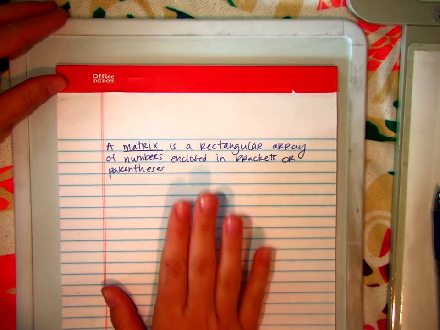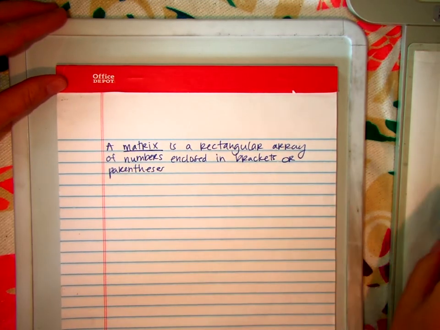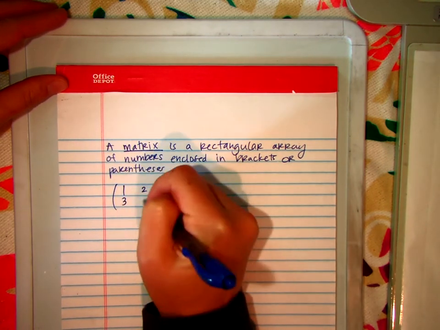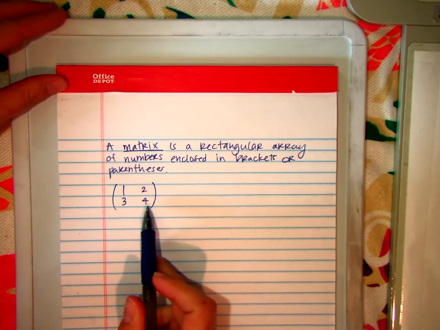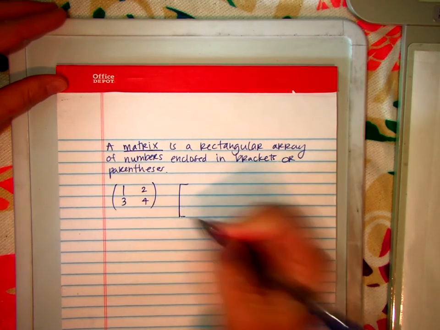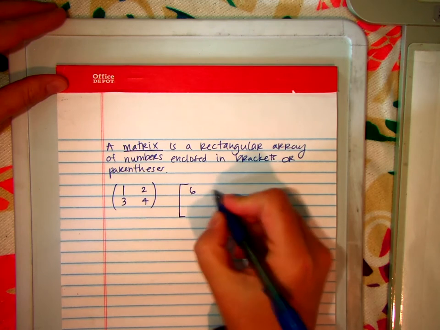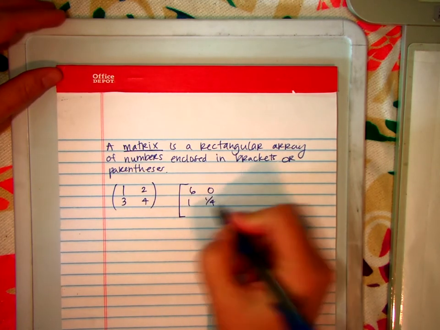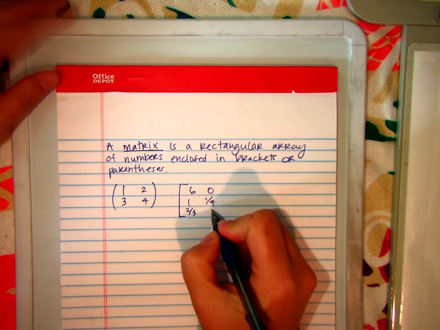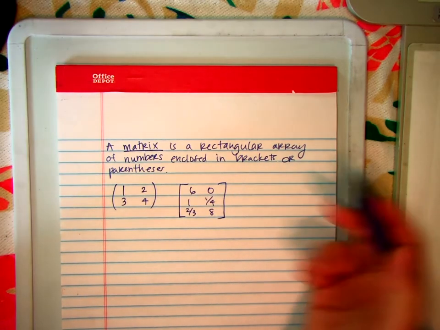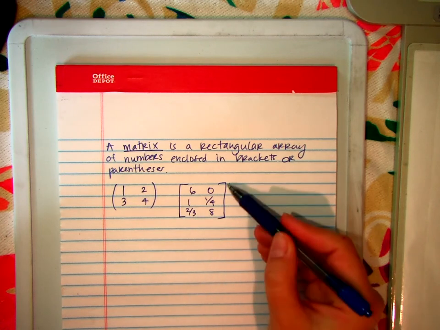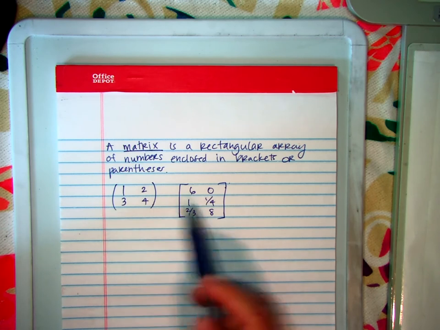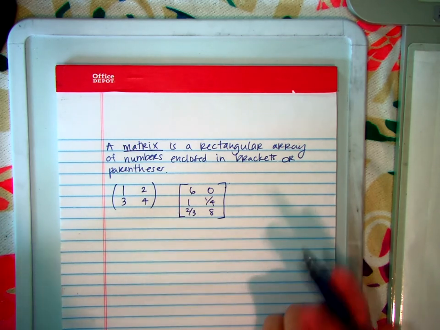It's a rectangular array of numbers enclosed in brackets or sometimes in parentheses. I just want to show you an example. So 1, 2, 3, 4. It's this group of numbers. This is a matrix. It could also be in brackets, and it can have different dimensions. So maybe 6, 0, 1, 1/4, 2/3, and 8. It could be all sorts. Here's a parenthesis, here's a bracket. This is my preferred way of writing them with brackets, but if you see them written in parentheses, it's not really different at all. It's just a different way of writing it. There's no difference in the meaning of them.